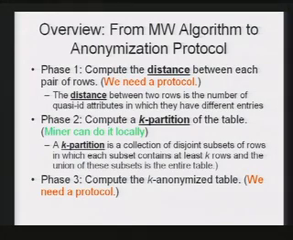This MW algorithm is pretty complicated. It includes 3 phases. In the first phase, it computes the distance between each pair of rows. So what's the distance?